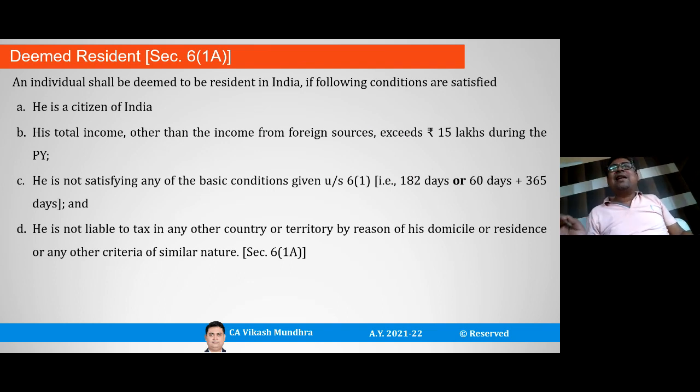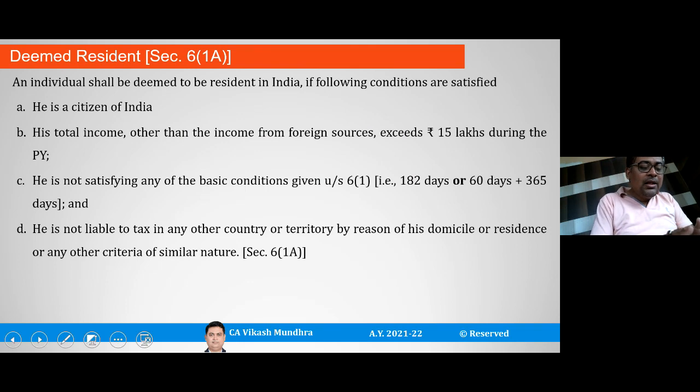An individual shall be deemed to be resident, whether your stay was 182 days or not, or 60 days or not. If you are satisfying these conditions, then you shall be deemed a resident in India. What are the conditions? You are a citizen of India. Be careful. The wording is limited only to a citizen of India, not a person of Indian origin. Person of Indian origin is not written in the provision of section 6(1A).